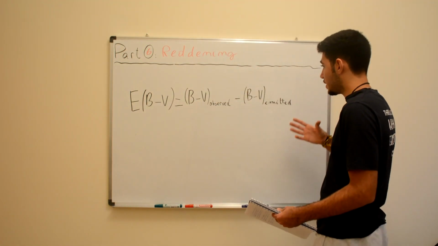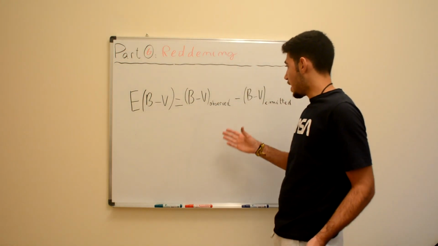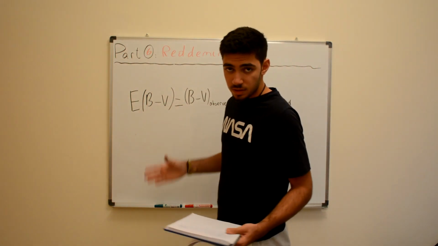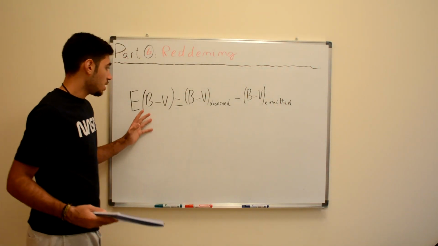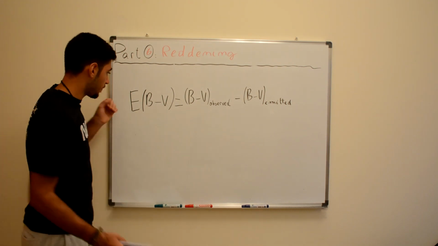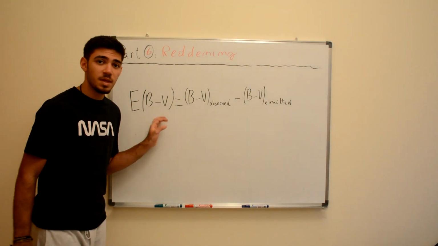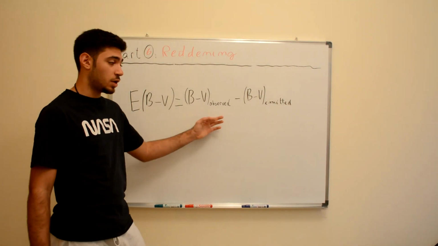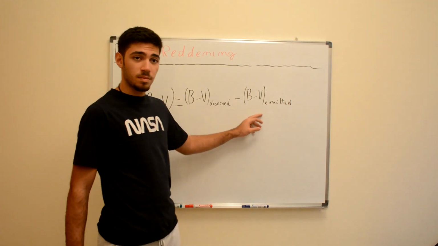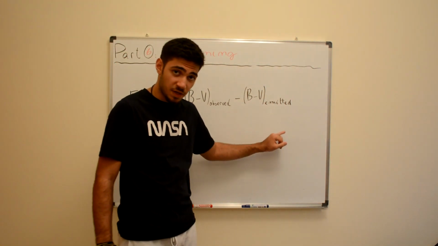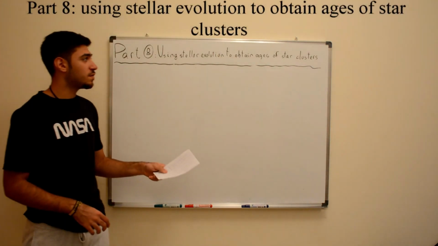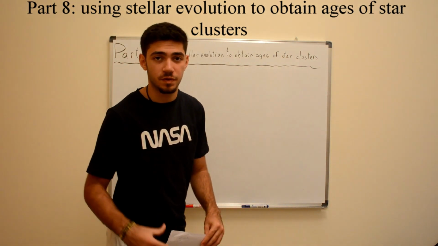This is known as color excess. And we can get this by a simple equation. Color excess, so the excess of B minus V, is equal to B minus V observed minus B minus V emitted. Using stellar evolution to obtain ages of star clusters.